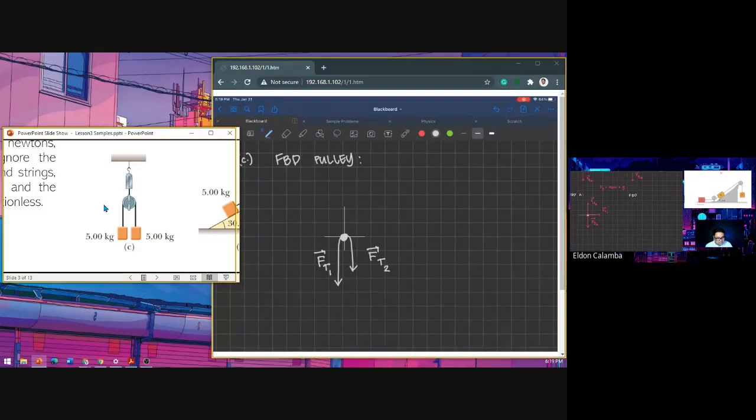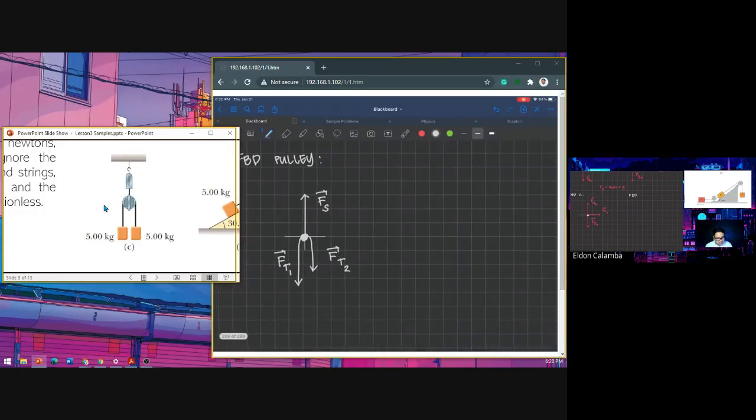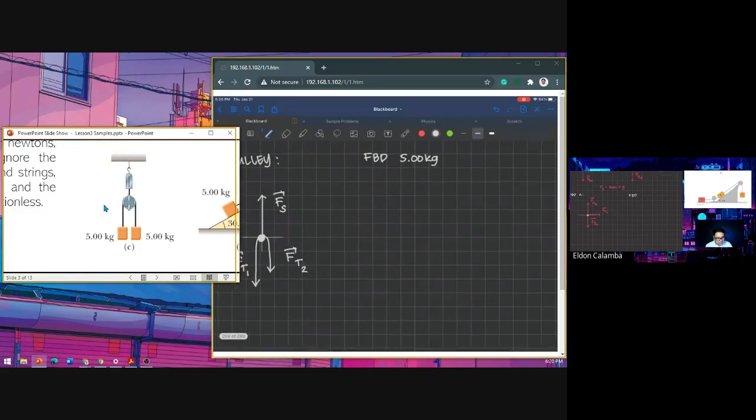Okay, and then, meron ka pang string na nakakabit sa ating spring scale. Pataas. Let's have that as Fs. Kung ano yung Fs, yun ang reading ng ating spring scale. Next is the FBD of our 5 kilogram. Let's have itong sa left and then sa right.